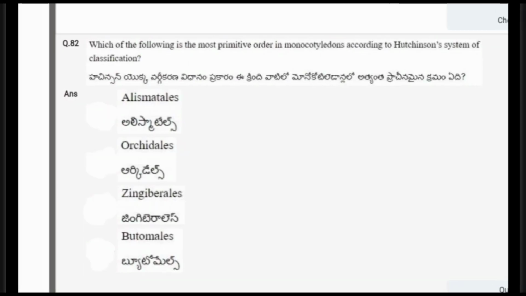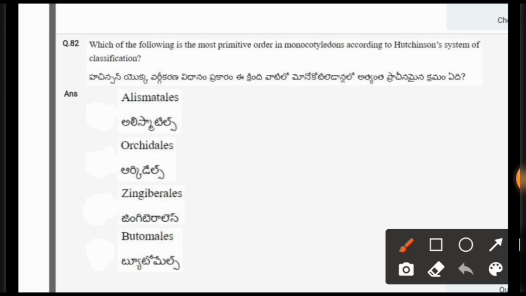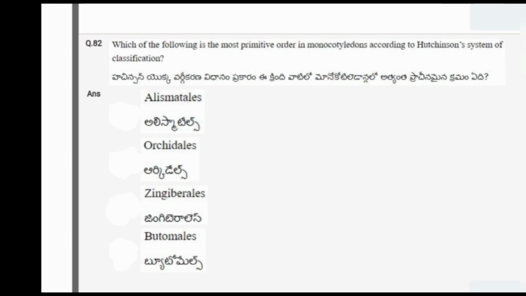Next question. Which of the following is the most primitive order in monocotyledons according to the Hutchinson system of classification? The options are Alismatales, Orchidales, Zingiberales, Butomales. The correct option is Butomales. Butomales is considered the most primitive order in monocotyledons. Next question.